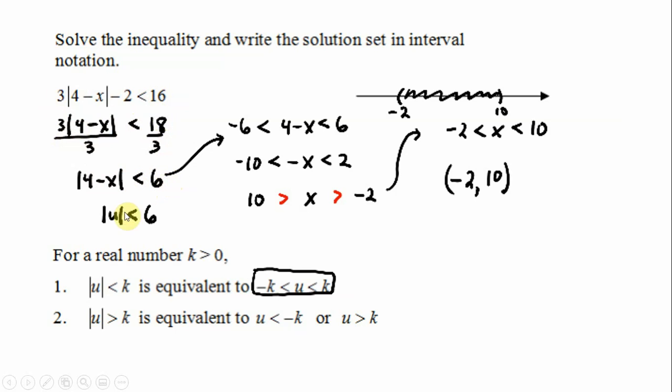And here is where I've got that absolute value of u less than 6. I break that out as negative 6 is less than 4 minus x, and that is less than 6. So now I'm just solving for x. Minus 4 gives me negative 10, less than negative x, less than 2 from the 6 minus 4. And then I divide through by negative 1, change the order: 10 bigger than x, bigger than negative 2. And then I rewrite here because I like left to right, smaller to larger. Negative 2, less than x, that's the smallest, up to the biggest, which is 10, and I do not include either one. And there's the interval notation.